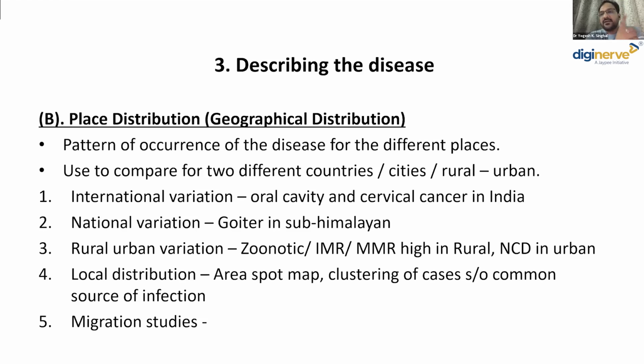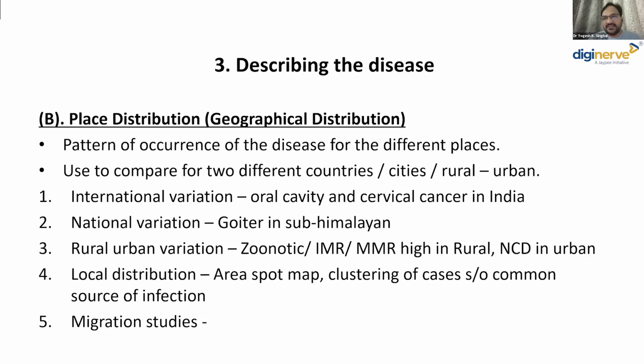Why? Because in India, tobacco is consumed in the form of chewable tobacco like khaini, like gutka. It is more in India, so that's why oral cavity cancer in males is higher in India, whereas the same content, the same nicotine, is causing lung cancer in the Western world. Did you understand? Now we can say national variation, like goiter in the sub-Himalayan area. You all know there is high prevalence of goiter in the sub-Himalayan range. This is national variation.